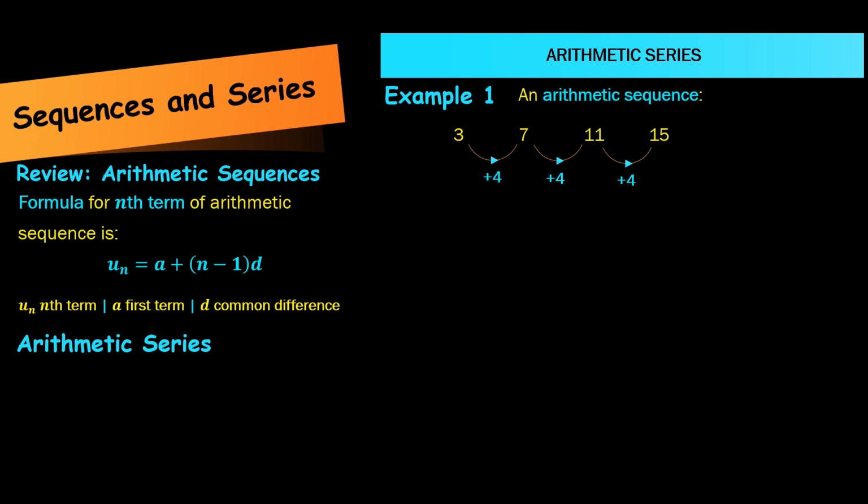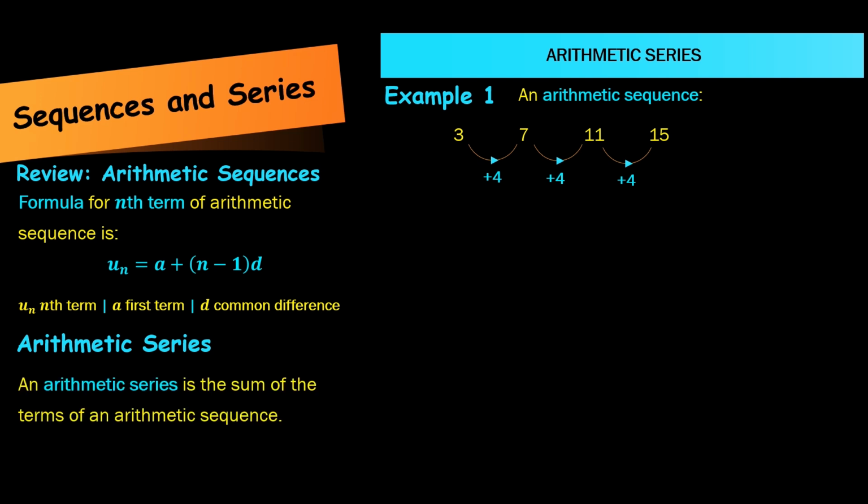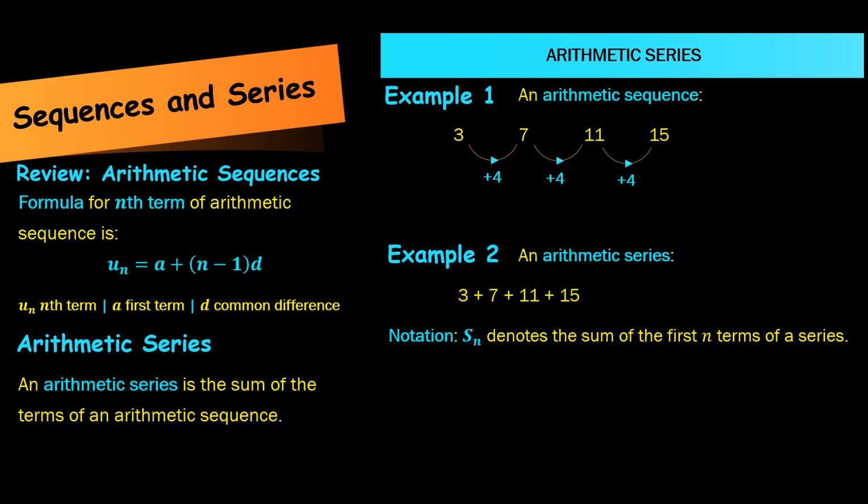An arithmetic series is the sum of the terms of an arithmetic sequence. So, for example, an arithmetic series can take the form 3 plus 7 plus 11 plus 15. We've added the terms of the arithmetic sequence.